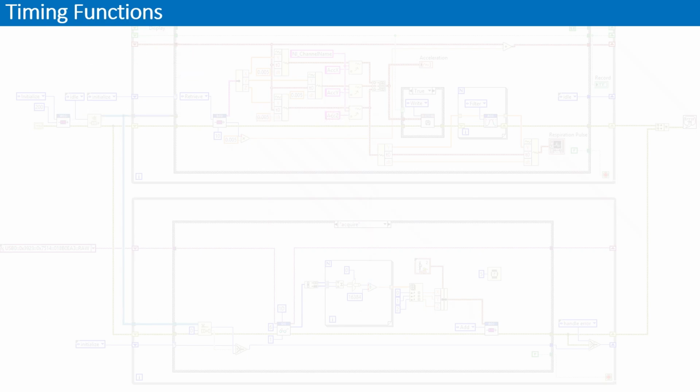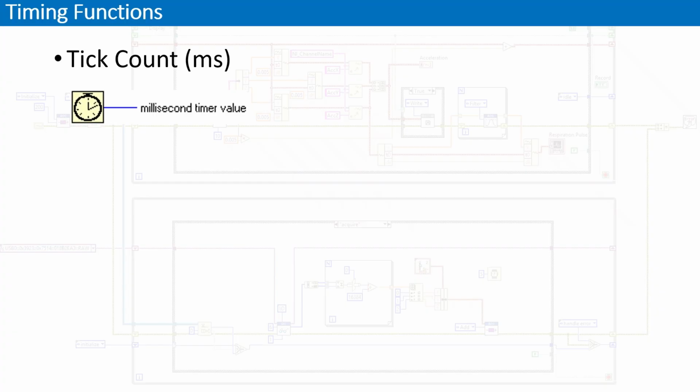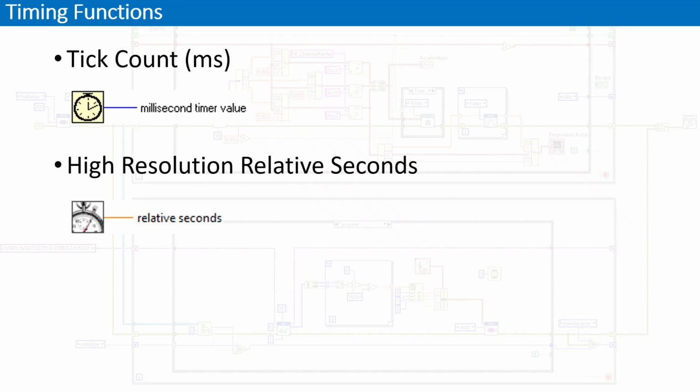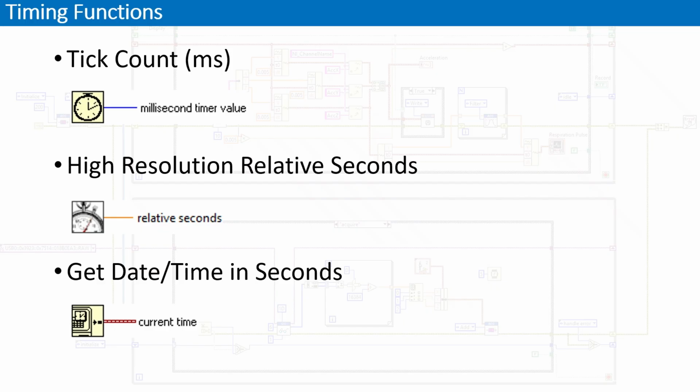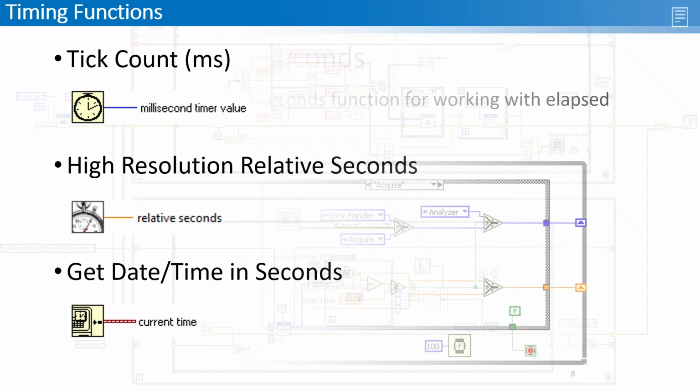There are three timestamp functions. The first is the tick count function, which returns a millisecond timer value based on a predefined reference point. The second is high-resolution relative seconds, which works similarly to tick count, but provides a double precision value with microsecond accuracy for higher precision. The third function is get date and time in seconds, which outputs the current date and time, including year, month, day, hour, minutes, and seconds.